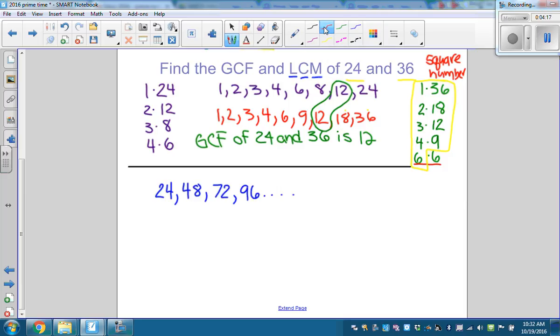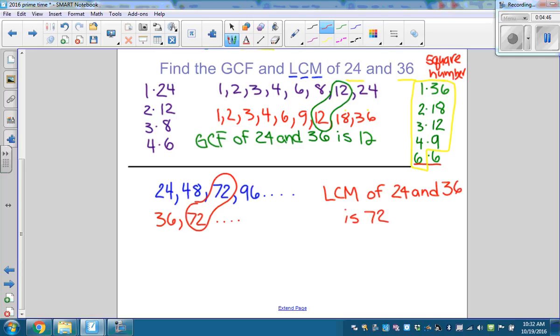The multiples of 36 start with 36. 36 times 1 is 36. 36 times 2 is 72. Since we already found a common one, that's the least common multiple, even though they go on forever. The LCM of 24 and 36 is 72.